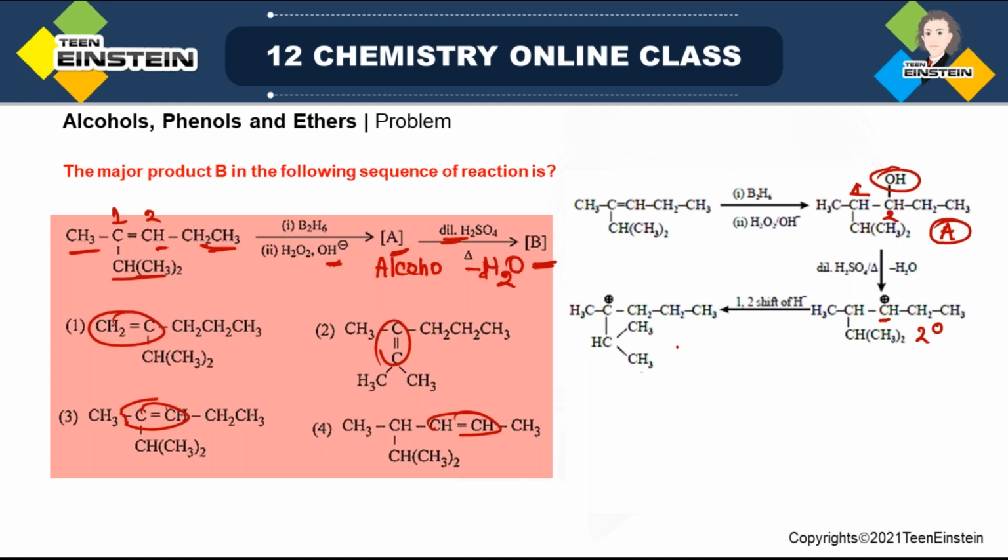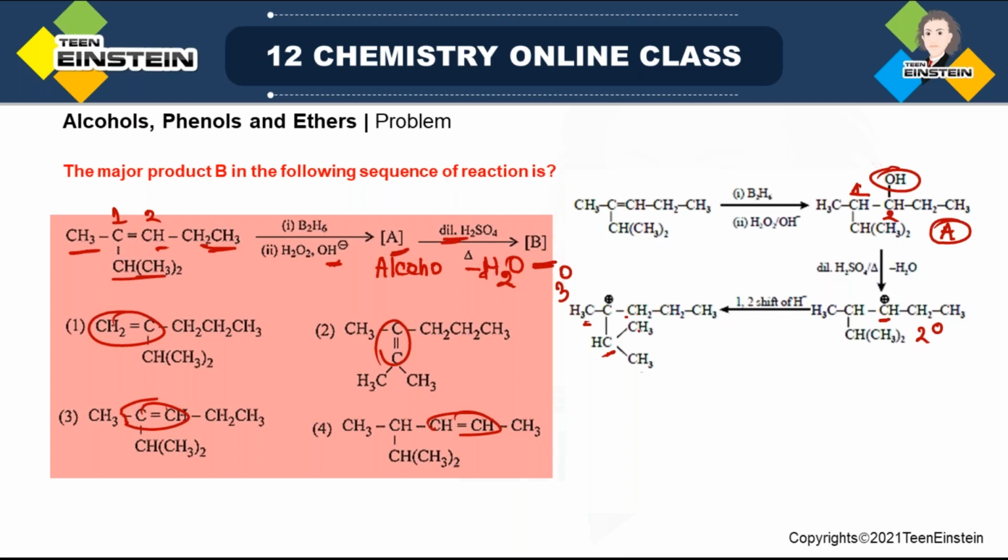If you get the more stable carbocation by hydride shift, that is okay. If you get a more stable carbocation by methyl shift, that is also okay. Whatever the shift, our main purpose is to get a more stable carbocation from the less stable carbocation. So here we are getting tertiary from secondary. This newly generated carbocation is now tertiary, because the carbon carrying the positive charge is attached to 3 carbons.